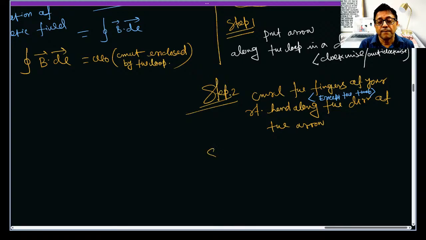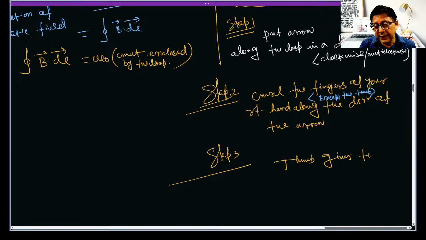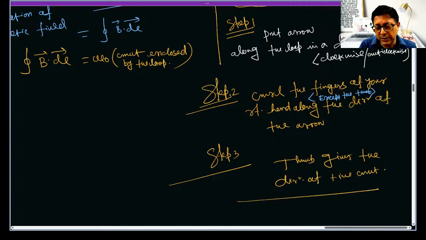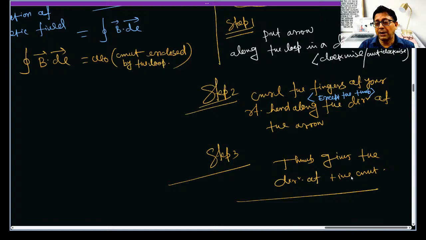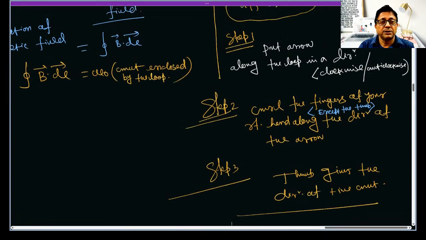Step 3: thumb gives the direction of positive current. Alright? Thumb gives the direction of positive current. Otherwise it will be negative. Opposite direction will be negative. So let us apply immediately here in this problem.